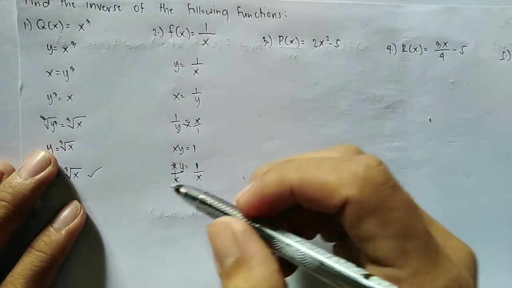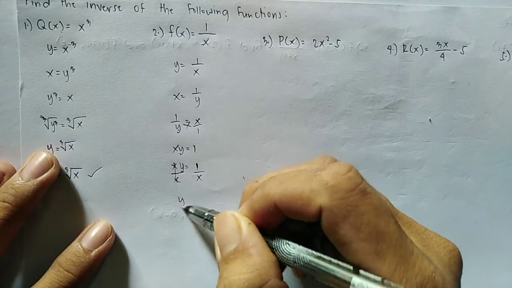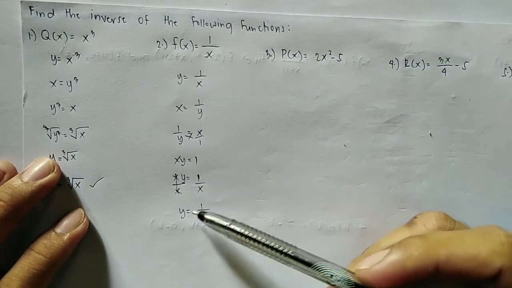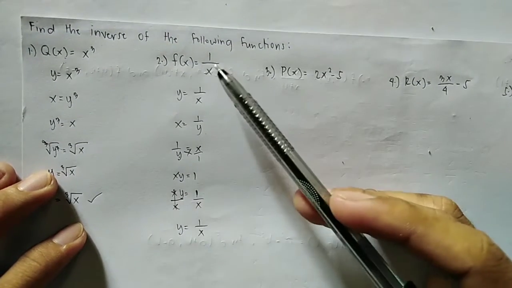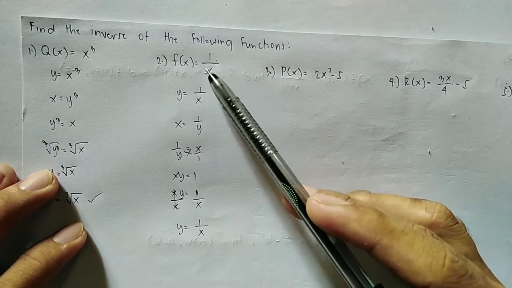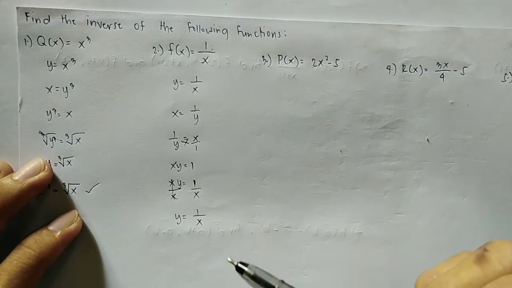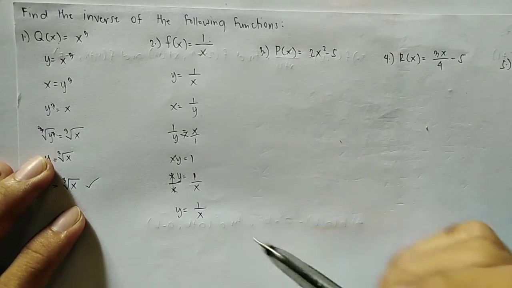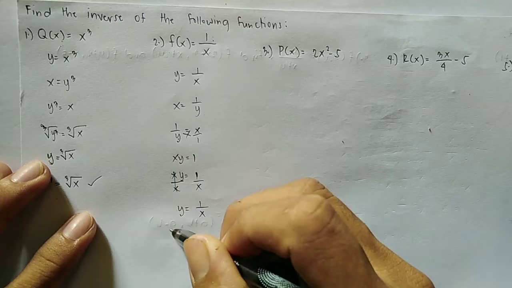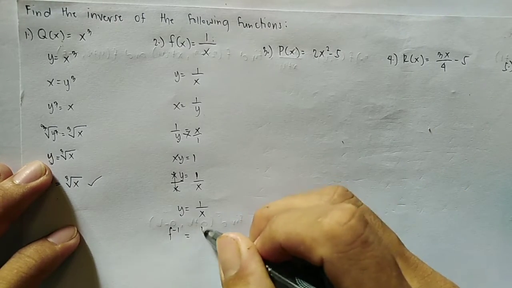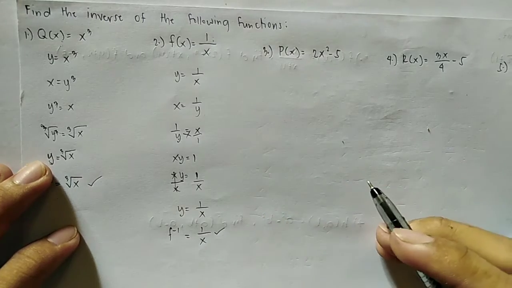Then cancel out x here, so the remaining variable will be y is equals to 1 over x. So as you can see, y is equals to 1 over x, still the inverse of 1 over x. Again, the inverse of 1 over x is still 1 over x. That is what I mean earlier before we started solving this one. So you can express that as f inverse, the inverse of the function f is equals to 1 over x. So this is now the final answer.